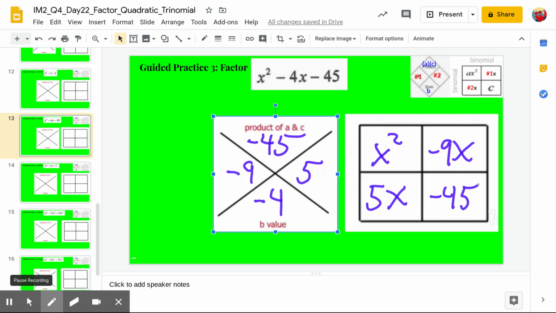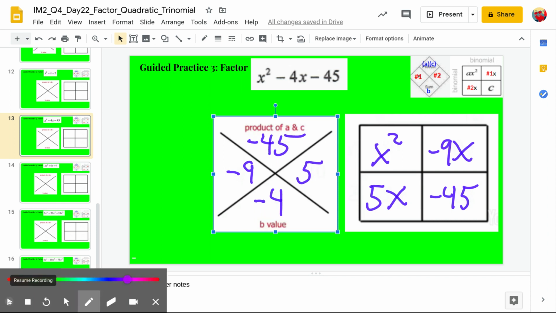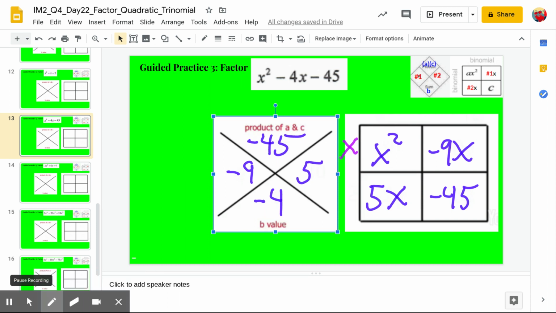Go ahead and factor that for me. Tell me what the factors are. Let's start on the upper left, going across, x squared and negative 9x. The GCF is just 1x. Going down the first column, x squared and 5x. The GCF is just x.